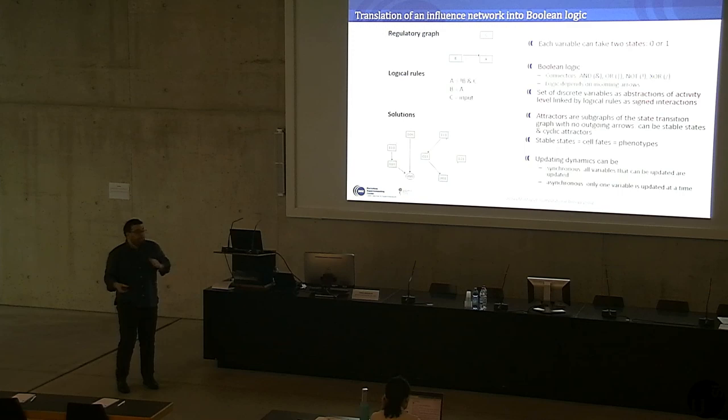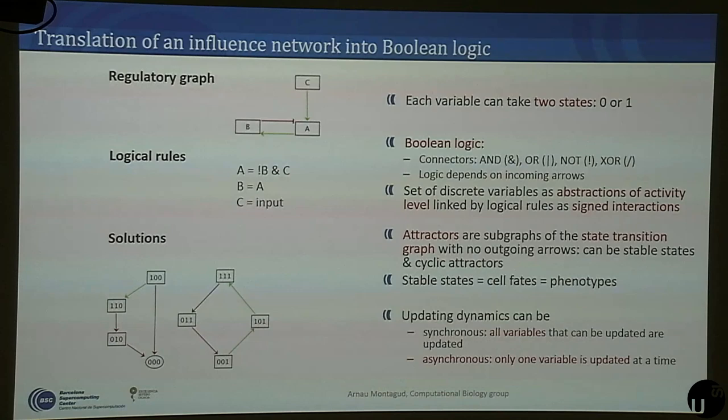So once you have, as I say, the regulatory graph and the logical rules, you can study the solutions of this graph. So you work on the state transition graph. If you have values for A, B, C, that would be like this: 1, 0, 0. The first one is A, the following is B, and the following is C. You can study, if we start at 1, 0, 0, meaning A is 1, B is 0, C is 0, how the model evolves.